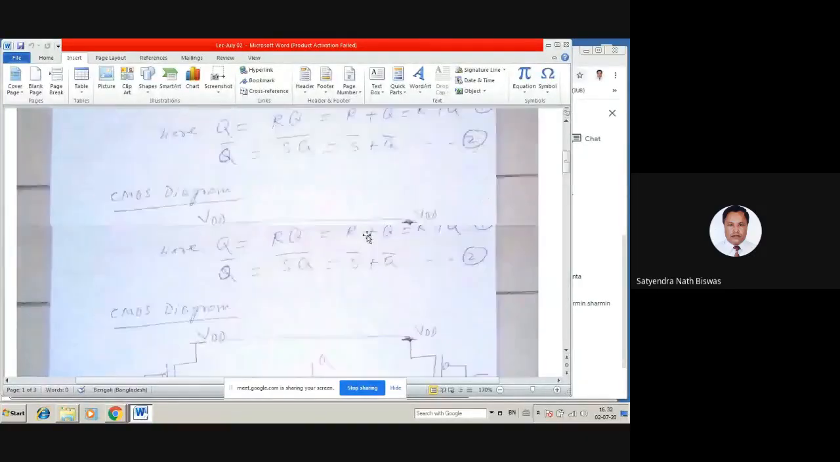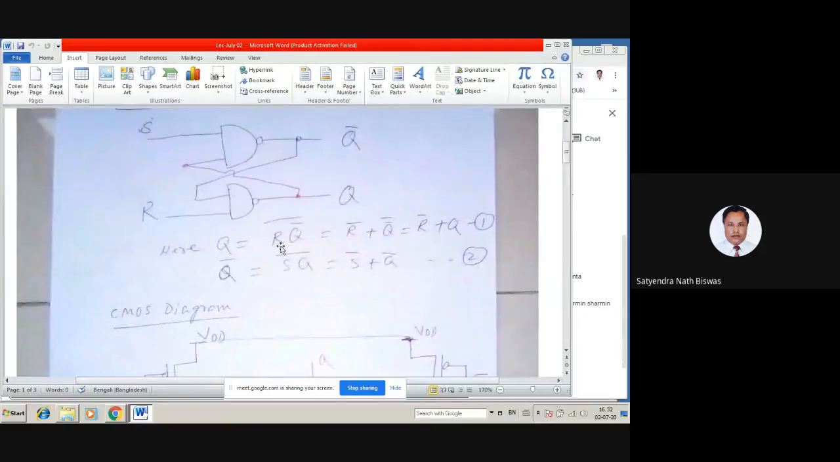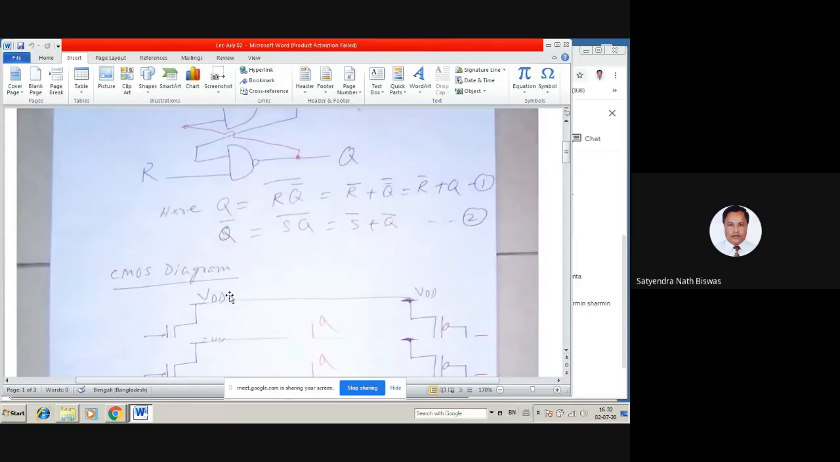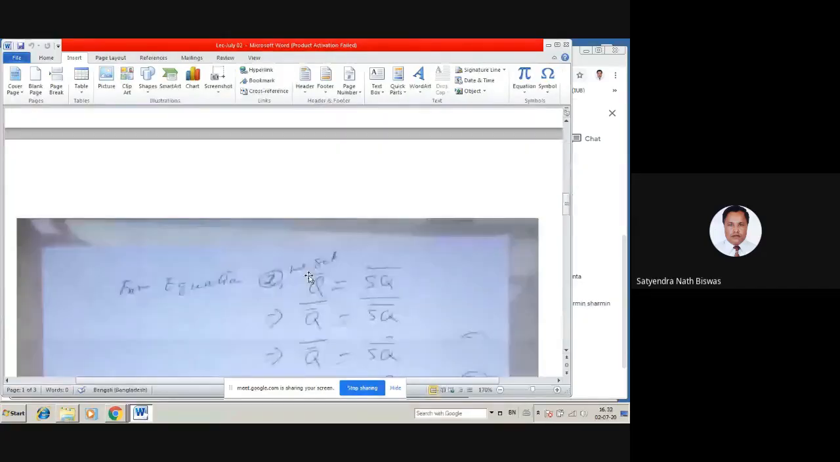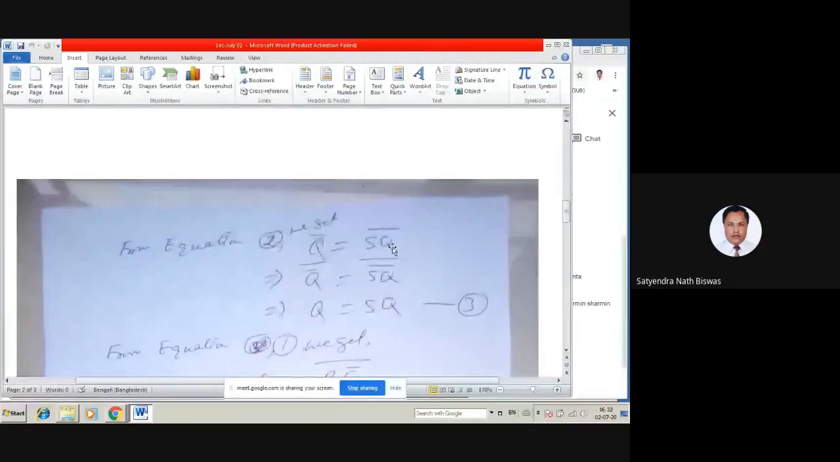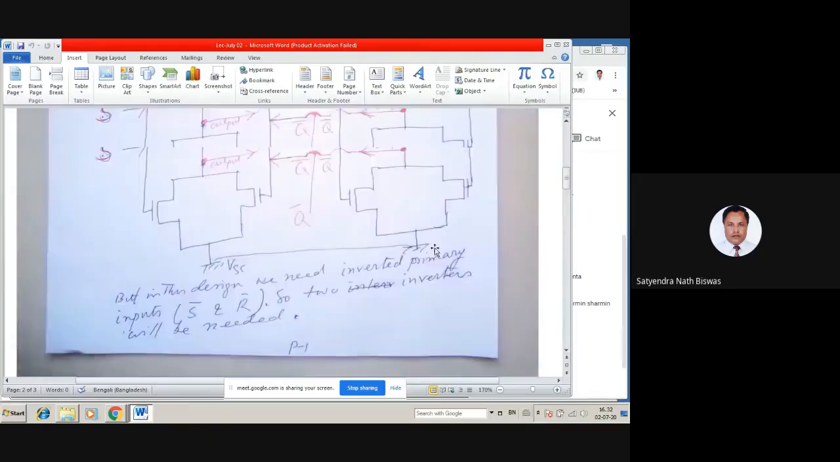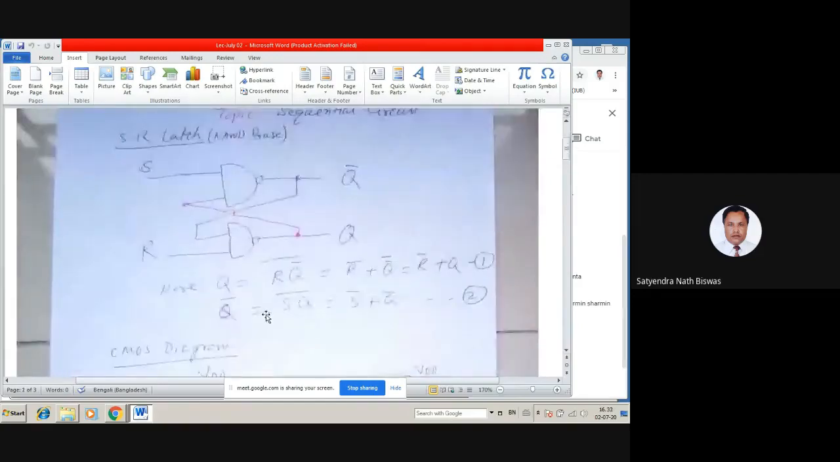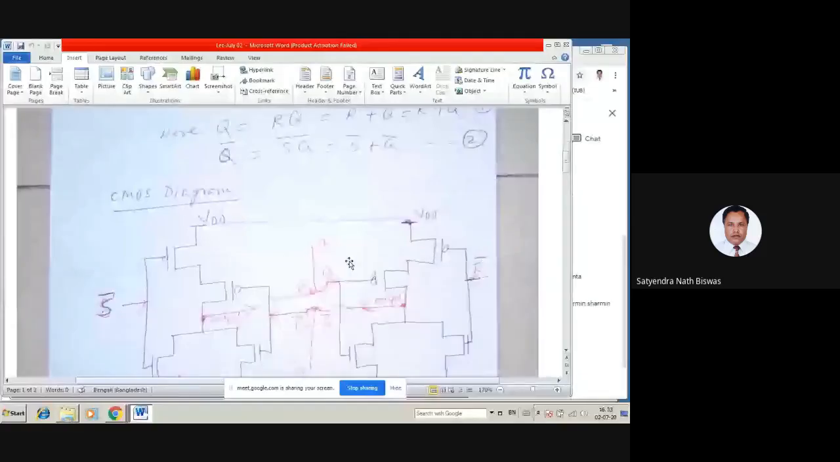So we need to simplify Boolean equations 1 and 2 the other way. Equation number 2 was Q bar is equal to SQ whole bar. See equation number 2 here: Q bar is equal to SQ whole bar. So instead of making this S bar plus Q bar, we will do the other way. We'll put another bar on both sides.